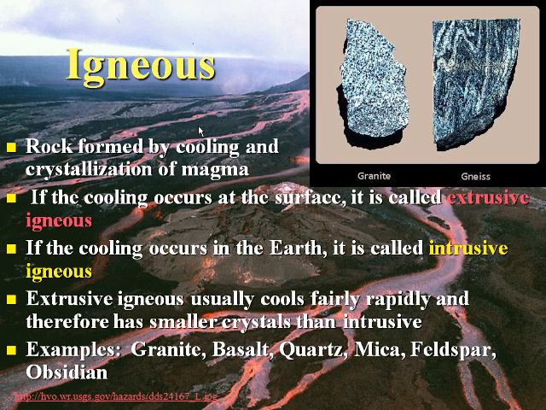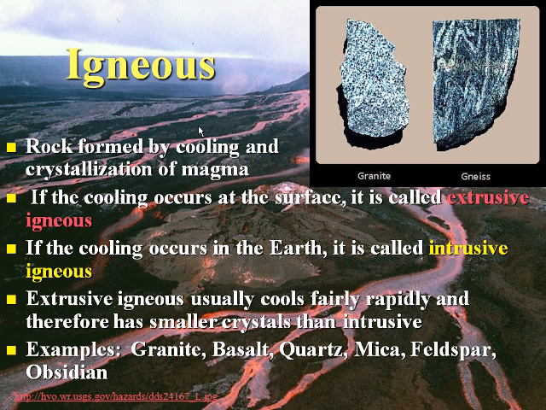Igneous rock is when the magma cools off, crystallizes. You're going to have two different types. Extrusive is the surface, intrusive is inside the earth. Extrusive cools a whole lot faster than intrusive. Makes a lot of sense, right? If you're at the surface, you're away from the heat and the pressure that's inside the earth, so you're going to cool off a whole lot faster.